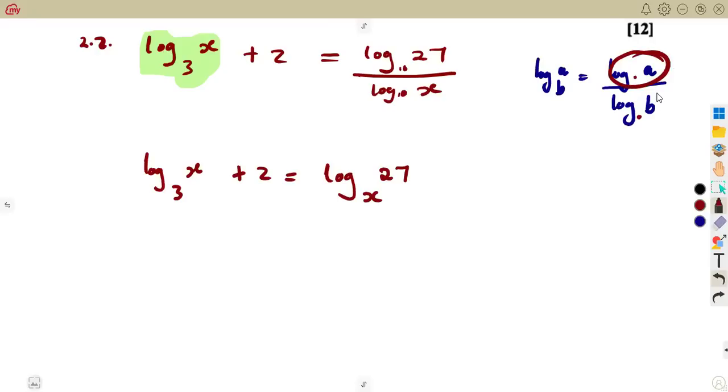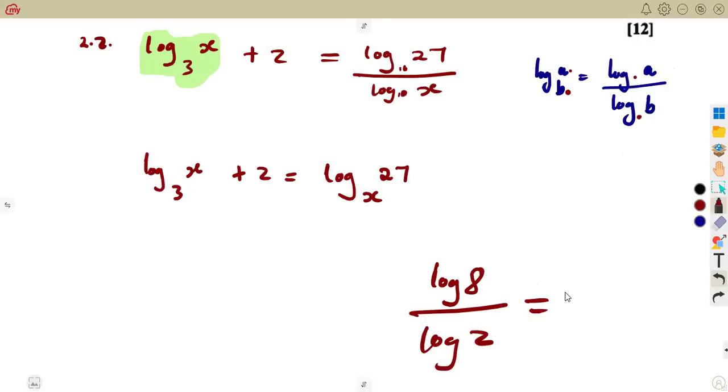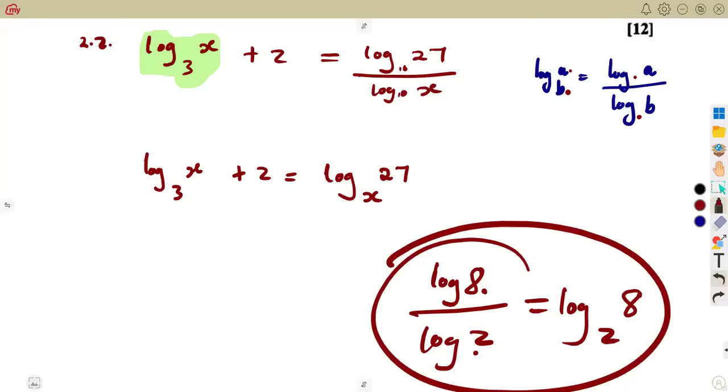Log A over log B is log A base B. So the denominator, this one, becomes your base. The number that is in the denominator there. So it simply means, guys, log 8 over log 2 is the same as log 8 in the base of 2, like this. Use your calculator to simplify this. You'll see that it is the same answer.